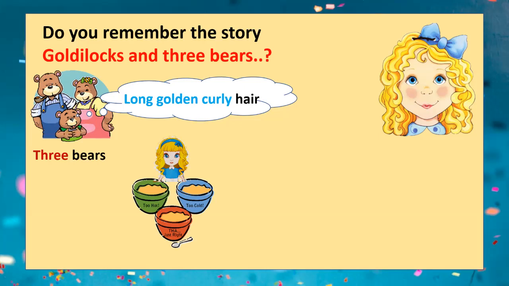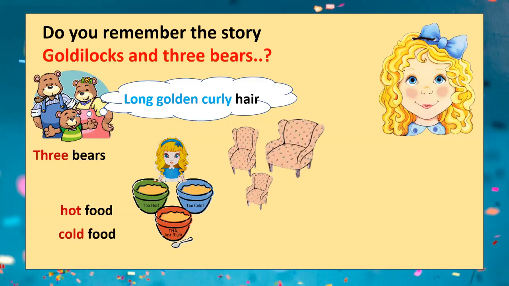Goldilocks is saying the porridge is too hot. It is too cold. Hot food. So hot is the adjective. It is describing the word food. Cold food. Here, which one is the adjective, children? Good, it is cold. How many chairs are in here? Three. Wonderful, children. So which one is the describing word? Three or chairs? Yes, it is three.